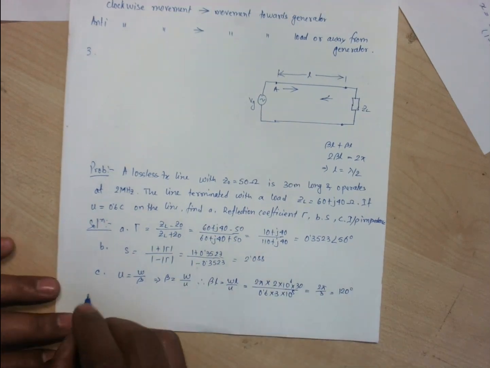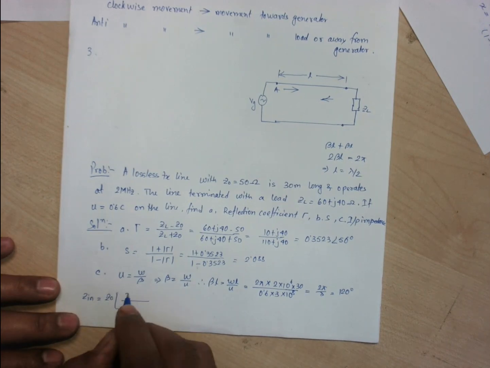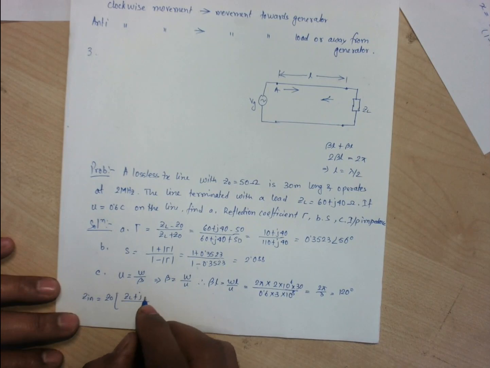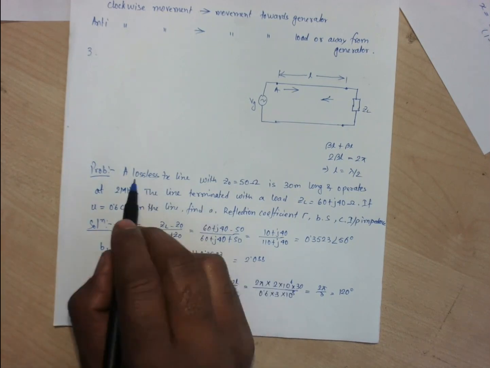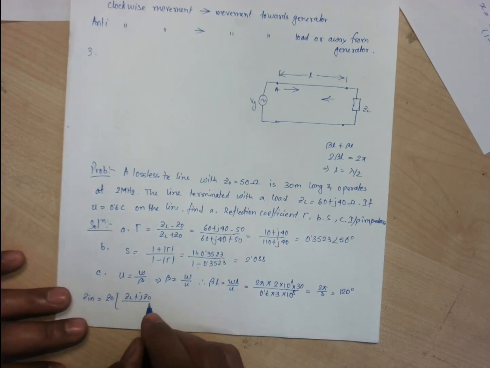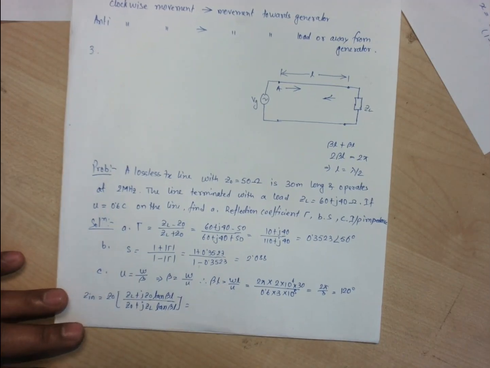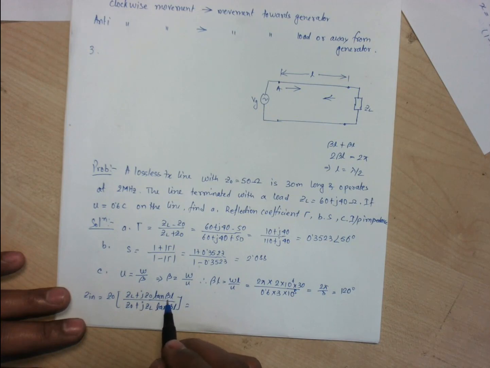Now we'll use our known relation. Input impedance is Z0 times ZL plus J Z0 tan beta L, over Z0 plus J ZL tan beta L. Why have we taken beta L directly? Because it says that it is a lossless line, so there should not be any attenuation constant. So we need to use the tan 120 degree value, right? ZL we know, Z0 is given. We need to put the value of tan 120 degree.